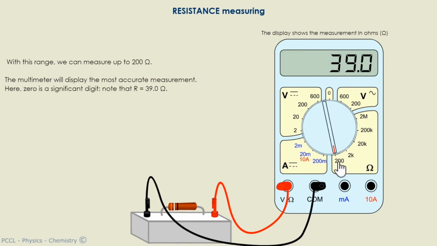So I can go over 200 at that point, 200 ohm. What I have on the screen is in ohms. This resistance is 39 ohm. The resistance is not connected to anything else when it is measured. I could also evaluate it with the color code.